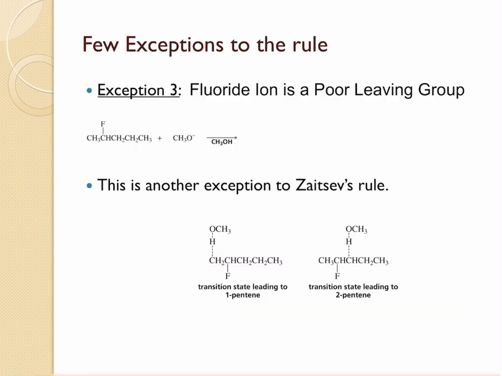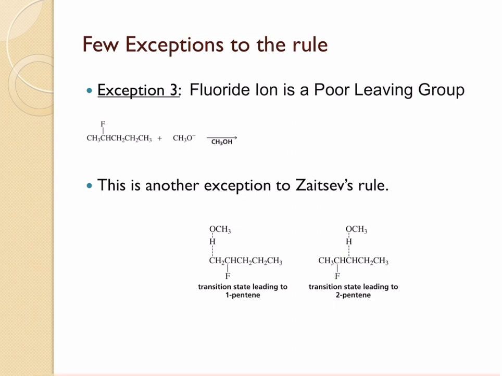The third exception to the Zaitsev rule is that when you use fluoride ion as a leaving group, the major product of an E2 elimination reaction of alkyl chlorides, alkyl bromides, and alkyl iodides is normally the most stable alkene, which is basically our most substituted alkene, also called the Zaitsev product. But when you use alkyl fluoride, the major product is the least substituted alkene. Let's see this with an example.